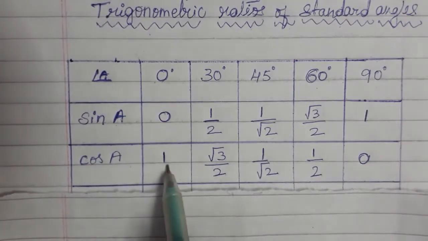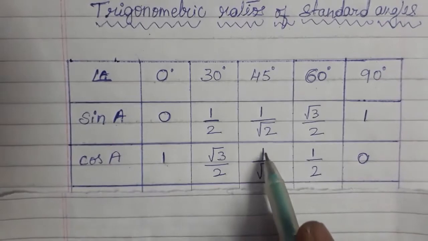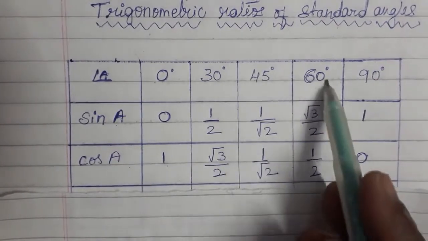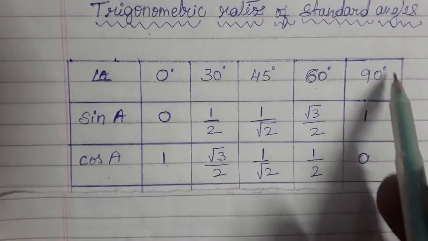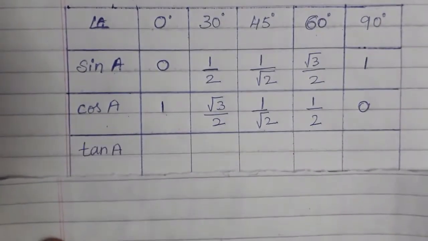So cos 0 is 1. Cos 30 is root 3 by 2. Cos 45 is 1 by root 2. Cos 60 is 1 by 2. Cos 90 is 0. Now we will find tan.